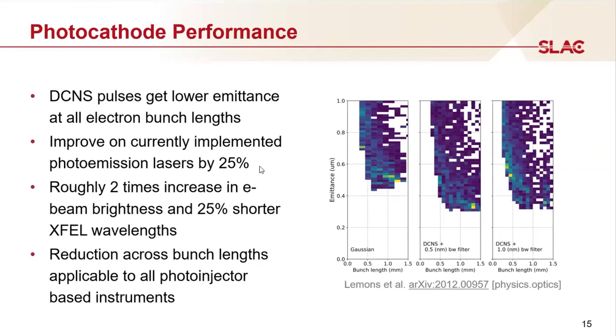To first order, the 25% reduction in emittance corresponds to a 2 times increase in electron beam brightness. And for XFELs, this would mean a 25% shorter achievable X-ray wavelength and a reduction in undulator lengths by 25% as well. Though we're focused on XFELs at SLAC, this technique and improvement are independent of our large machine and remain applicable to all RF photoinjectors and the related technologies that are dependent on them.